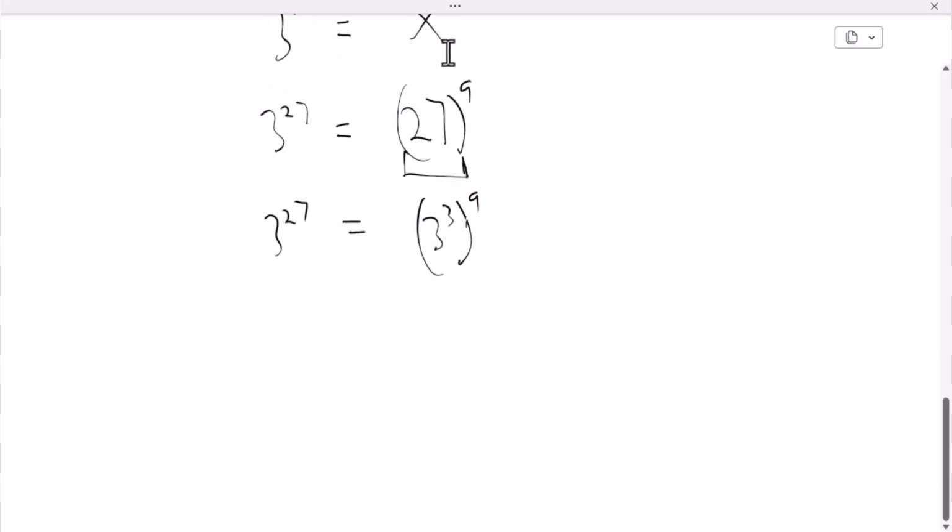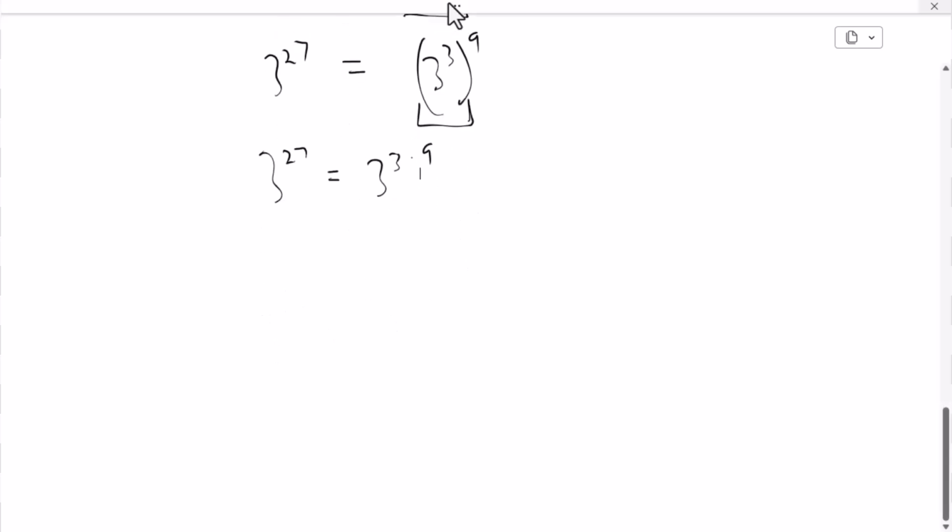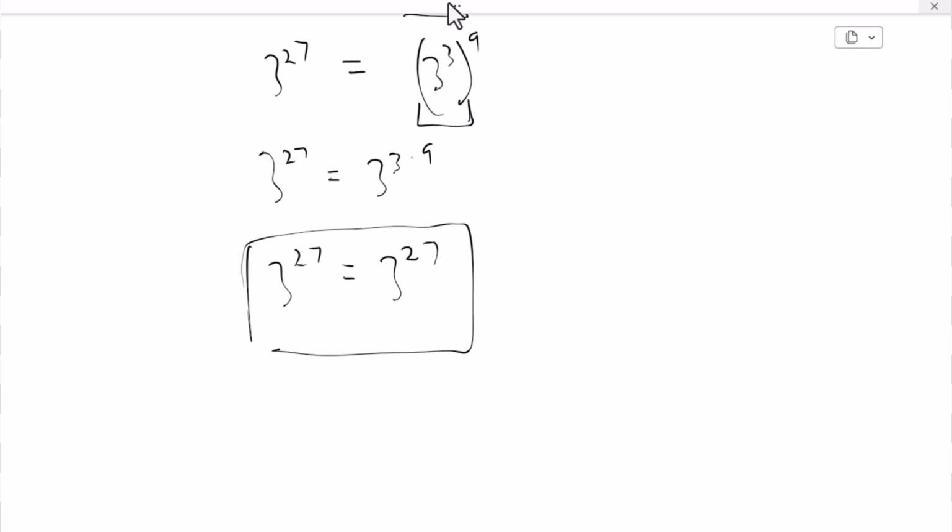Now when I do that, I'm going to see that 3 to the power 27 is equal to 3 raised to the power 3 over here is simply 27. So 3 raised to the power 3 multiplying 9. And when I do that, I'm going to see that 3 raised to the power 27 is equal to 3 raised to the power 3 times 9 gives us 27. That means our value for x being equal to 27 is correct.